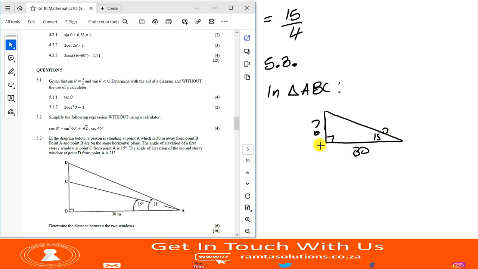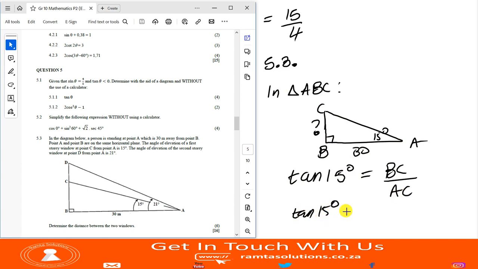Cool. So now, since we are looking for the opposite and we have the adjacent, we have to use tangent, isn't it? So we'll say tan 15 degrees, let me just write A, B, C. So tan 15 degrees equals the opposite, let's call it BC, over the adjacent, AB, right? It's AB.